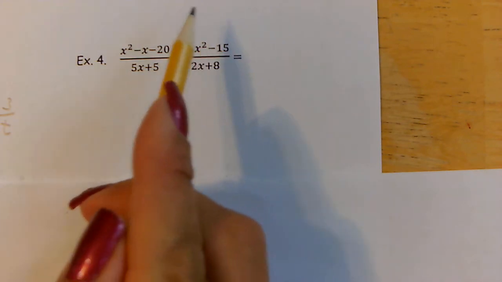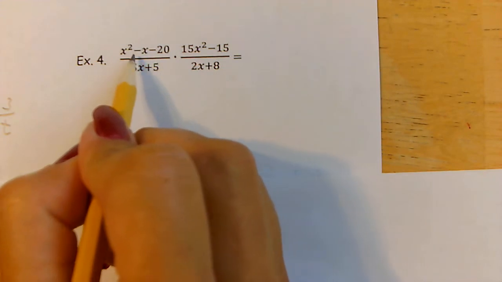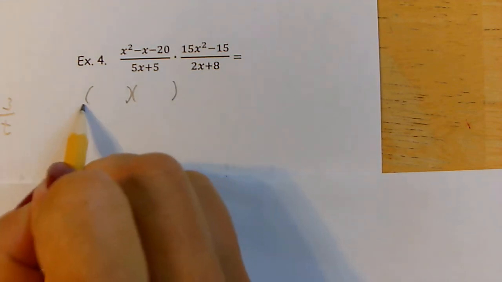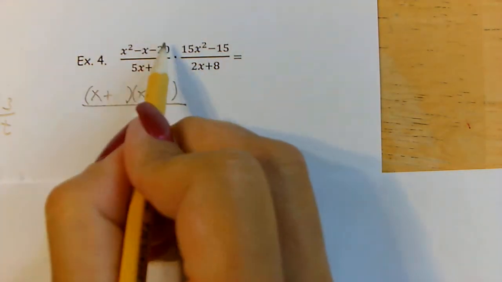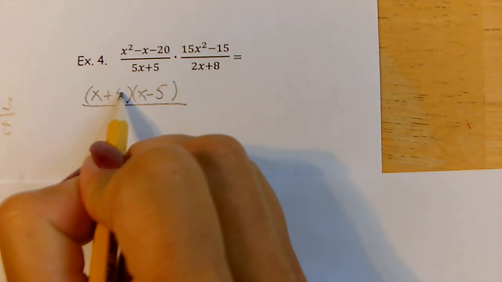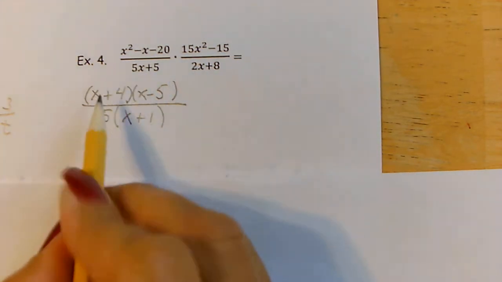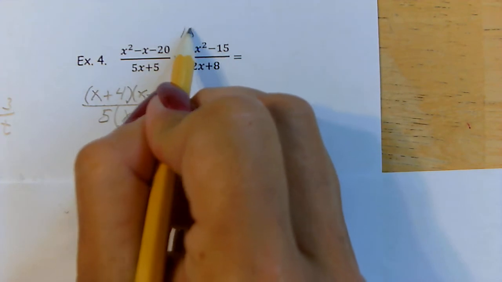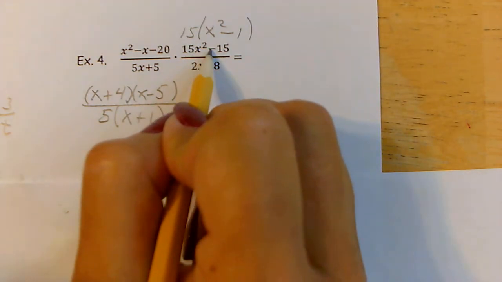Example 4, I have to factor all numerators and denominators first completely. I have a trinomial with a leading coefficient of 1, 2 sets of parentheses, break up my x, 1 of each sign, 2 numbers that multiply to 20, that combined to -1, it's going to be -5, +4. Here I have a GCF of 5, pull that out, times here I'm going to have a 2-step. So I'm going to GCF this 15 out up here, and I'll be left with x squared minus 1.